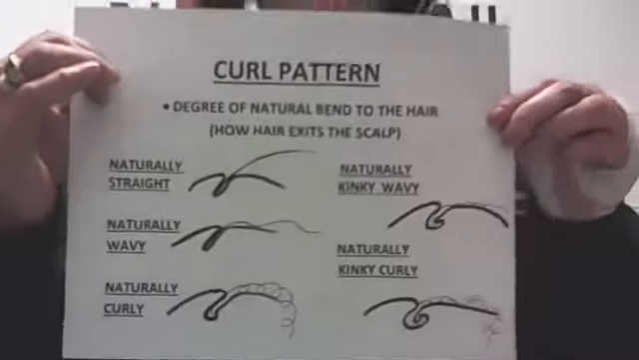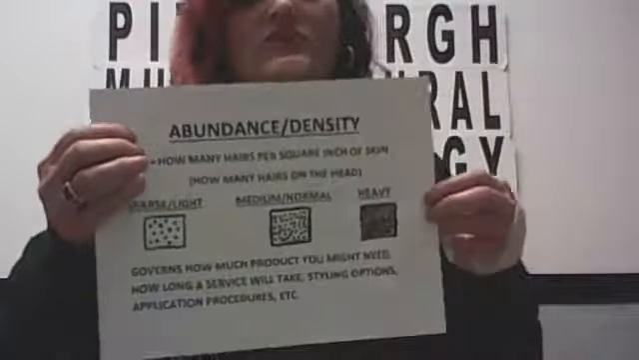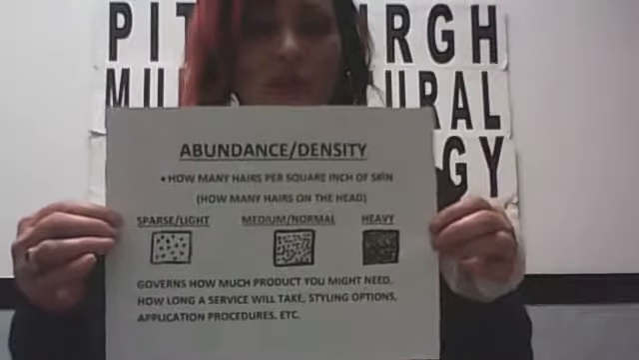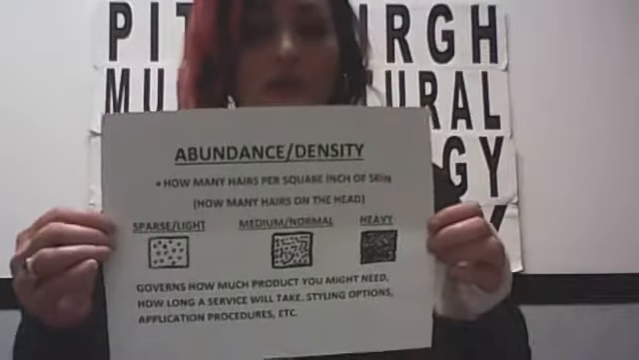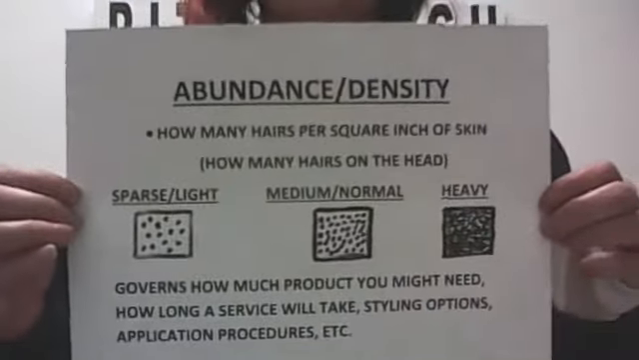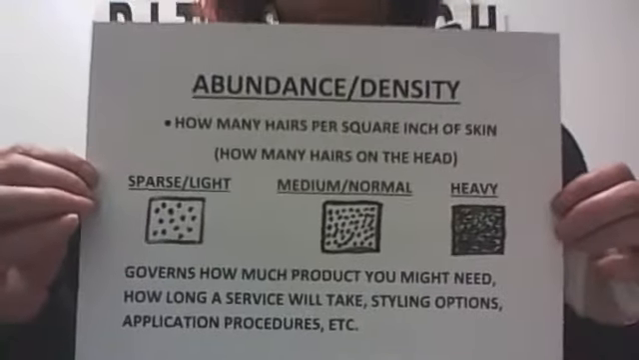Okay? All right, let's move on to the very next thing about the type of hair that you have, which is called your abundance or your density. These words mean the same thing, right? Abundance, density. It means how much, basically, right? How much. So I'm going to get this a little closer. When we're talking about abundance of hair, it's how many hairs you have per square inch of skin, or how many hairs are on your head.